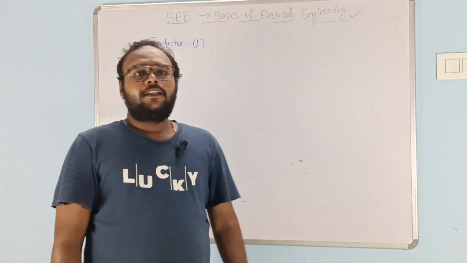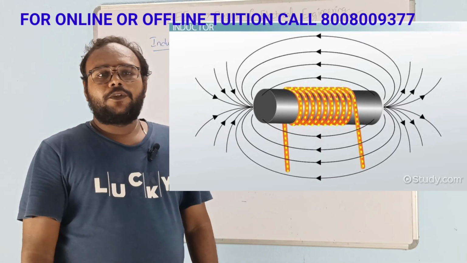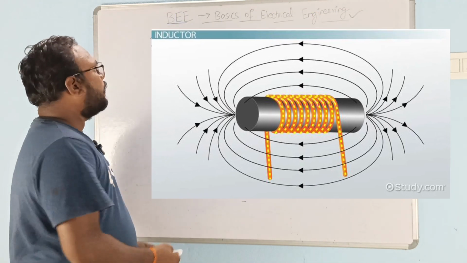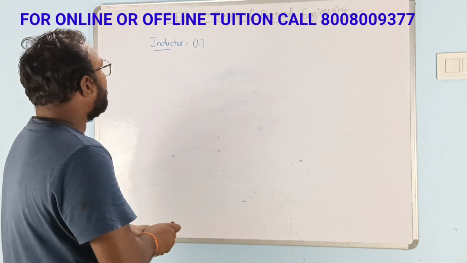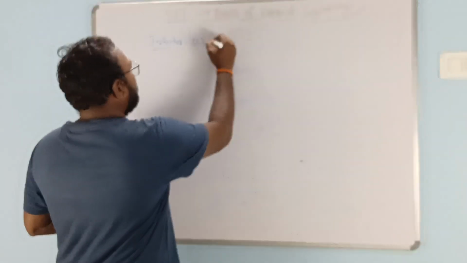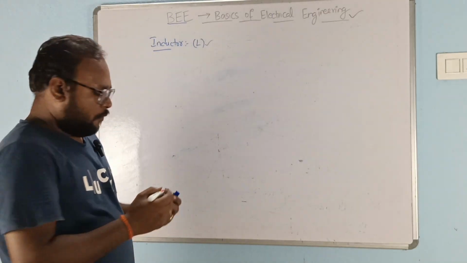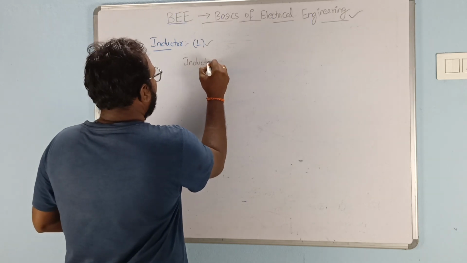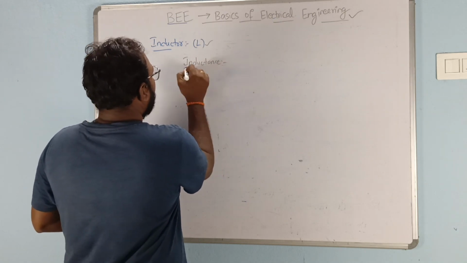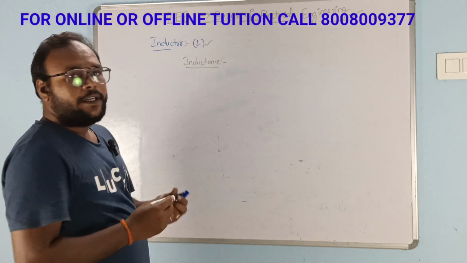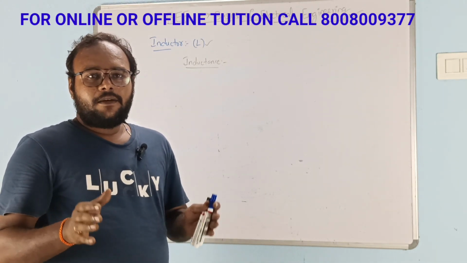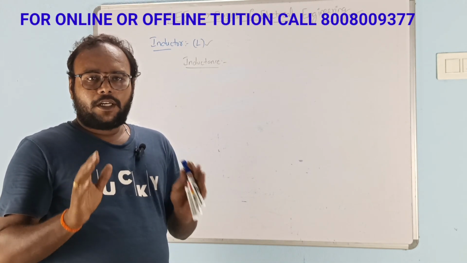Inductor. In this video, we are going to learn about the inductor. The inductor is denoted with L, inductance. What is inductance? Inductance is a property of the material which opposes the change in magnitude or direction of the current.